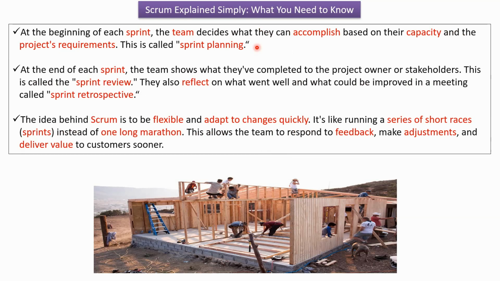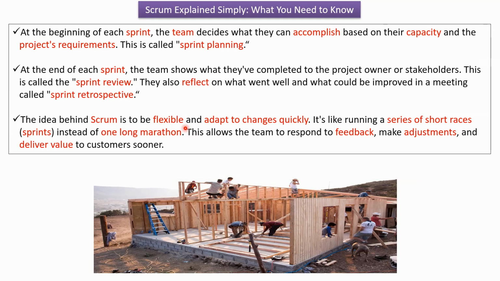At the beginning of each sprint, the team decides what they can accomplish based on their capacity and the project requirements. This is called sprint planning. At the end of each sprint, the team shows what they have completed to the project owner or stakeholders. This is called sprint review. And they also reflect on what went well and what could be improved in the meeting called sprint retrospective.